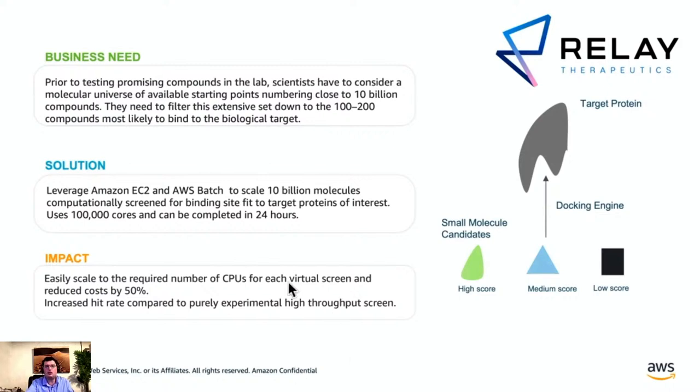The impact here is that, as I just mentioned, you can easily scale to the required number of CPUs for each virtual screen. Their estimated cost reduction was 50%. And importantly, from a scientific perspective, Relay Therapeutics noted that this had an increased hit rate compared to a common alternative, which is a purely experimental high throughput screen.